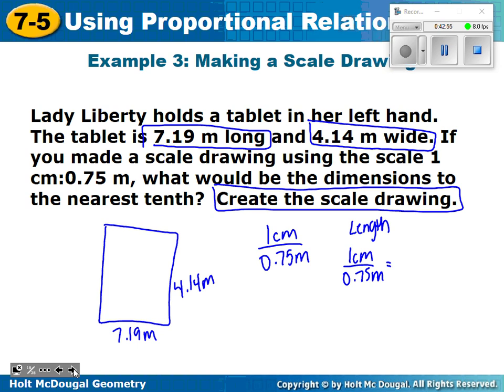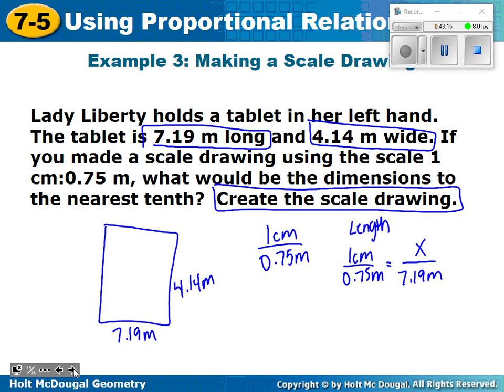Okay, we'll do length first, so we know that it was 7.19 meters. Where does that go in the fraction? Bottom. Wherever the meters was before. Keep your units in the same location. So 7.19 meters on the bottom, X on the top, because we're trying to figure out how many centimeters it should be for our scale drawing.